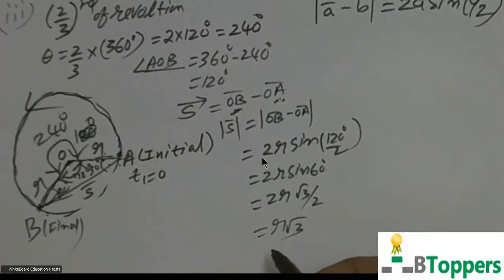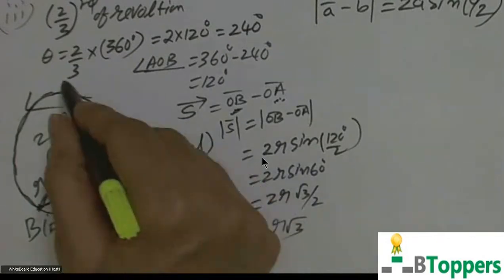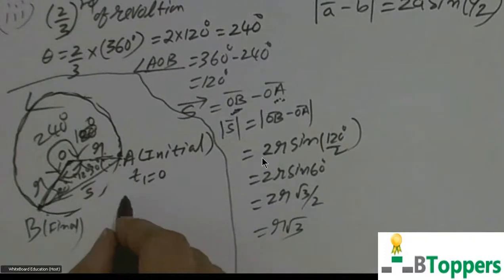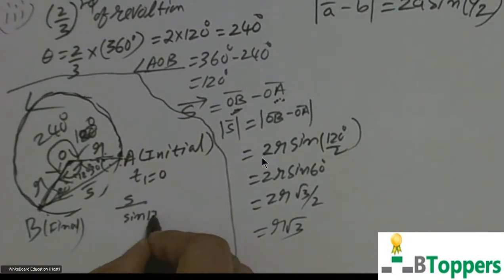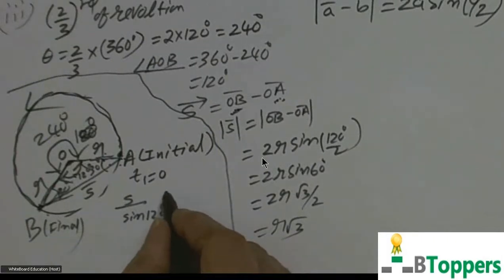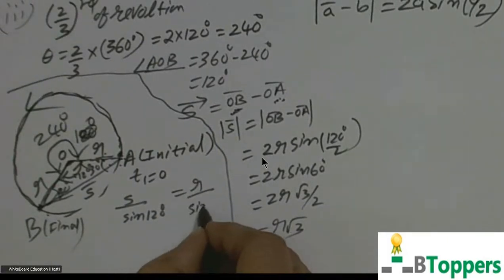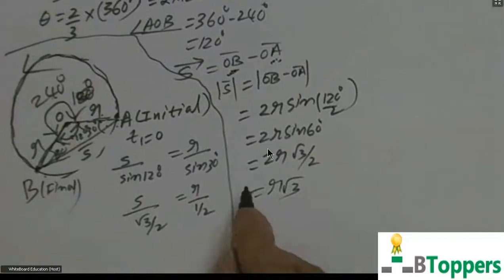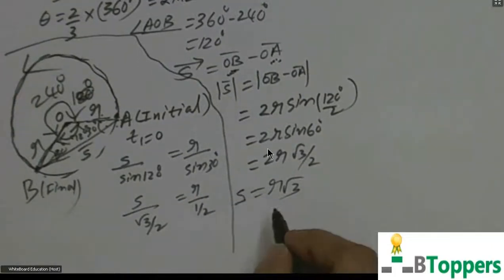So talking about the alternate method, you can find the magnitude of the displacement by applying the sine rule for the same triangle. S by sine of 120 degrees is equal to R by sine 30 degrees. Sine 120 degrees is root 3 by 2, same as sine 60 degrees. Sine 30 degrees is 1 by 2. So you get the same conclusion, S equals R into root 3.